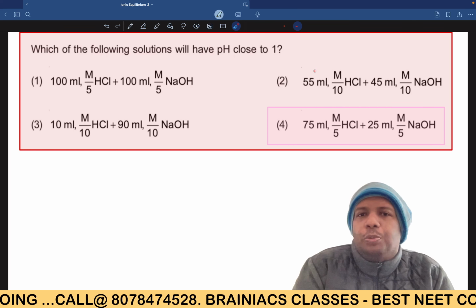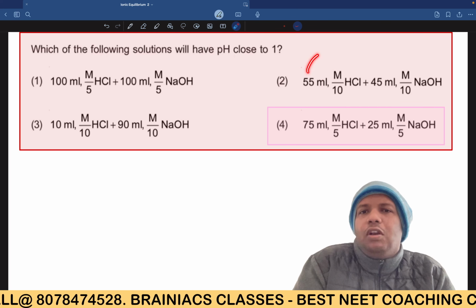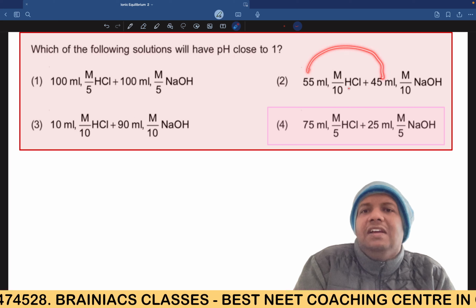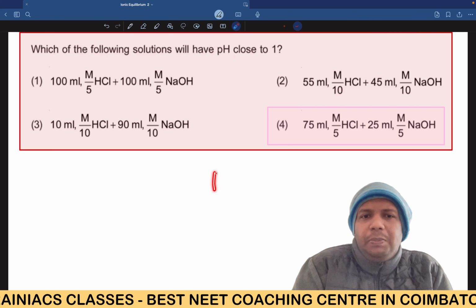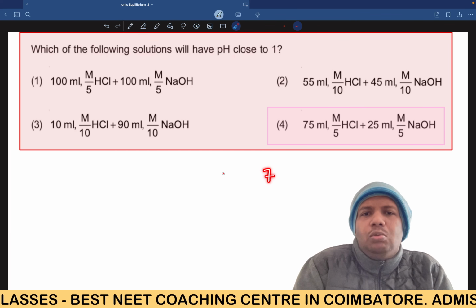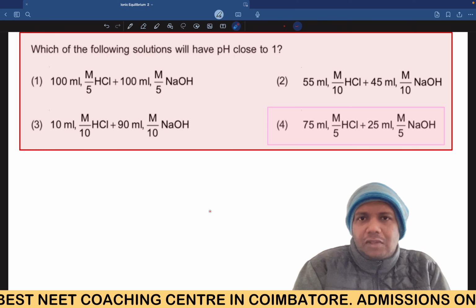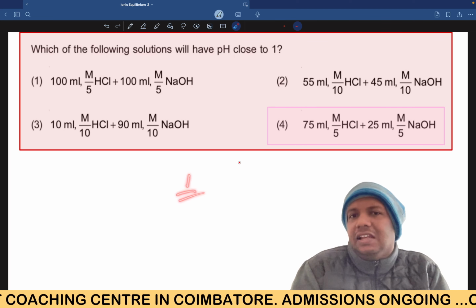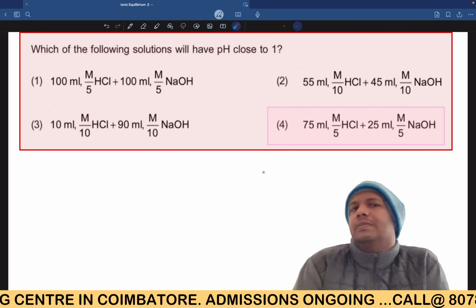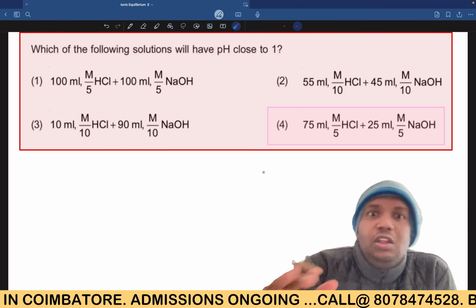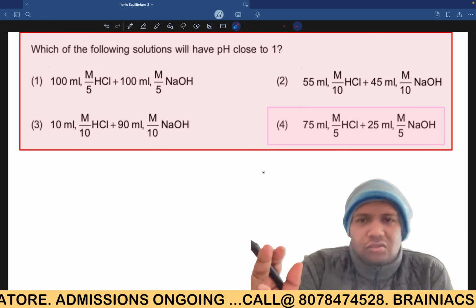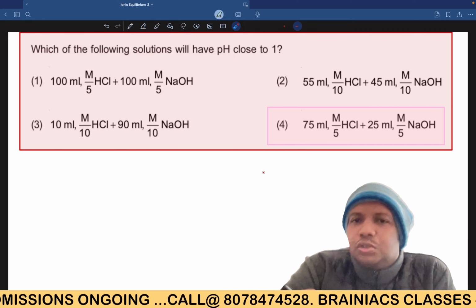Why am I not choosing option 2? Because here the volume comparison is not that big for the acid, so the pH would be somewhere near 5 to 7. Not near 1, which means highly acidic. So that's why I am going for option 4. This is how I will reduce my time. I will not do the entire calculation; I can do some logical conclusions like this.